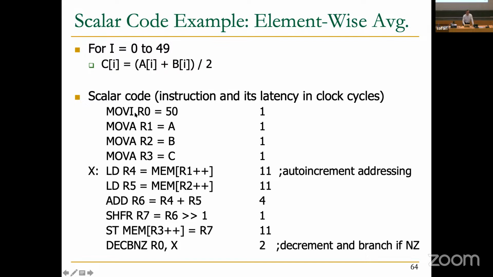So you basically initialize 50, the loop boundary, and then the addresses of A, B, and C into registers. And each of them takes 1 cycle. So this is the loop initialization.